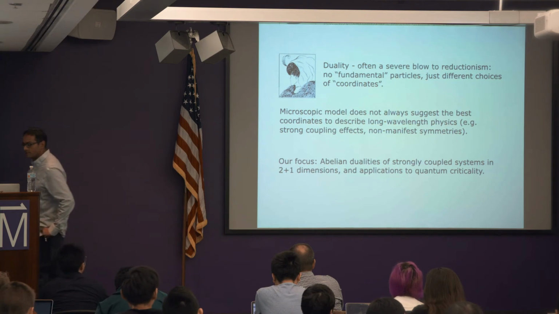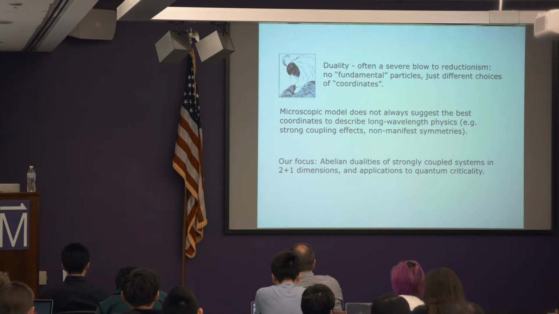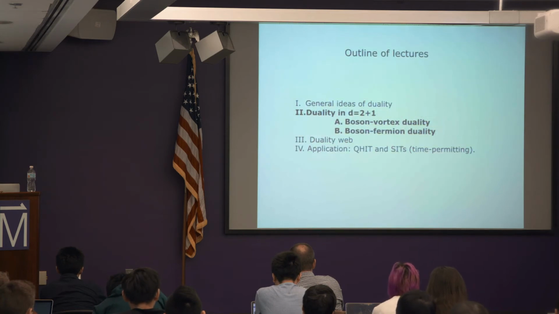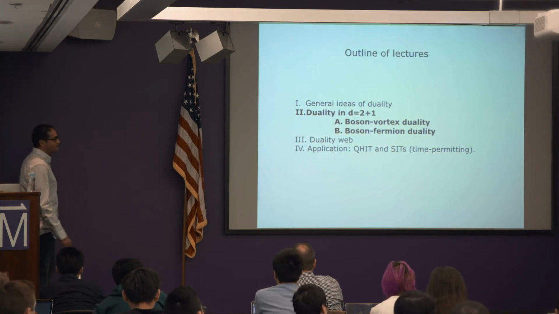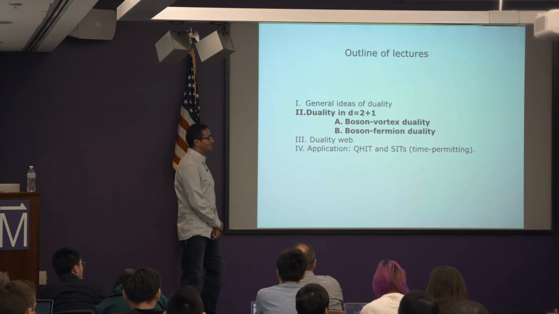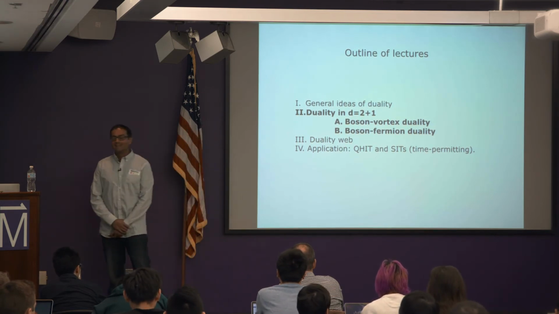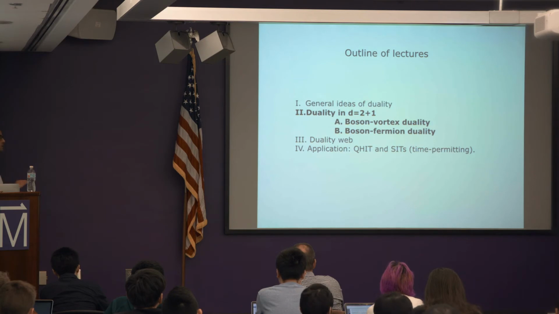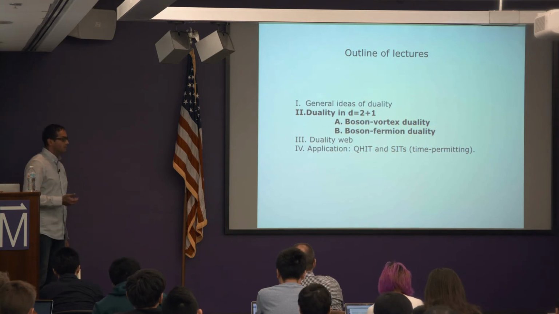I'm going to talk about abelian dualities of strongly coupled systems in 2+1 dimensions. And if time permits, which it may not, their applications. Yes, only there'll be gauge theories with abelian gauge fields. Okay, so now we're on the next part of my talk. Now we're going to go from 2D classical to 2D quantum, or 2+1 dimensions.